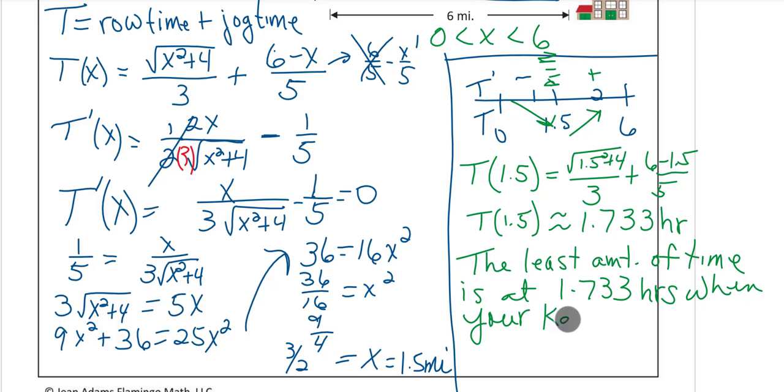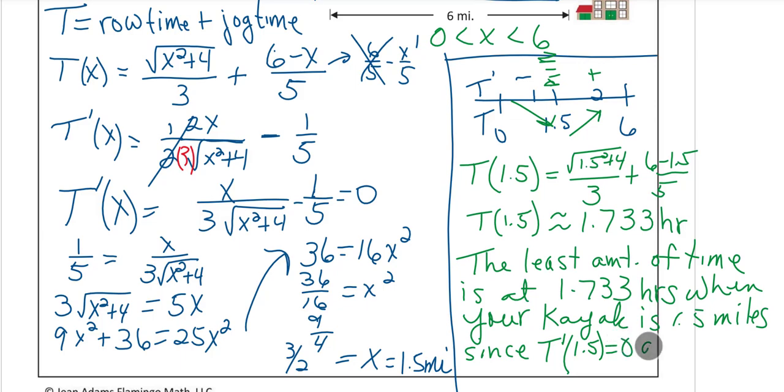When your kayak is 1.5 miles, since t prime of 1.5 equals 0 and t prime changes from negative to positive.